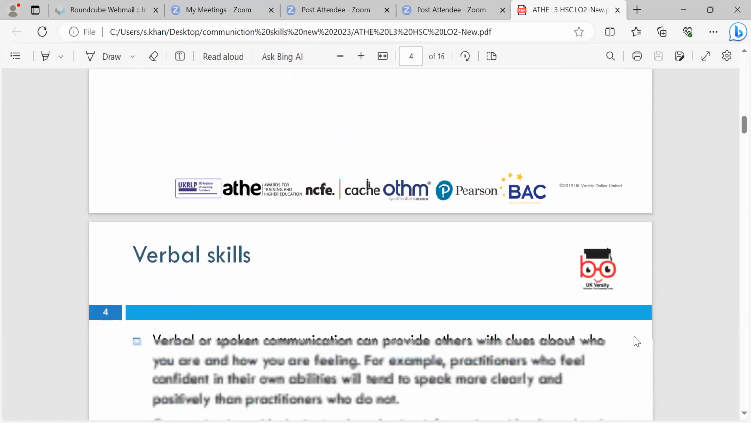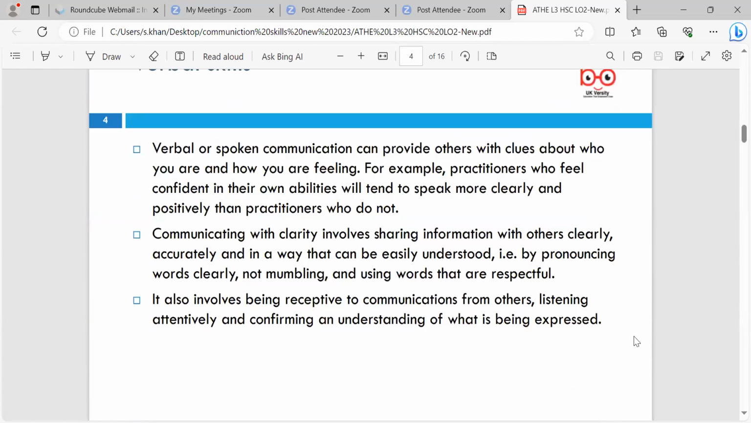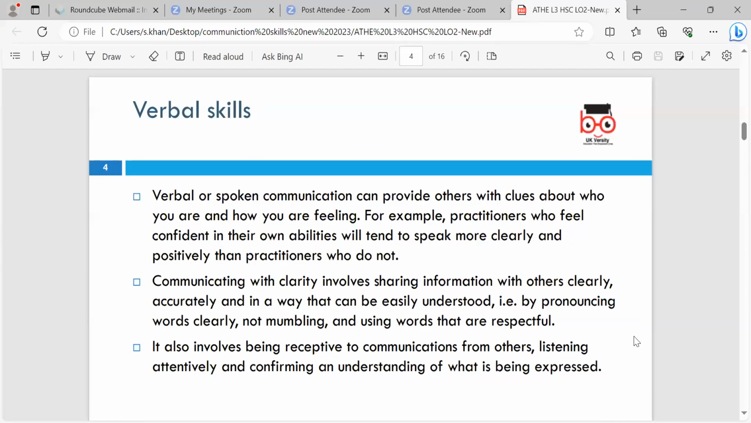So the first one is verbal. Verbal or spoken communication can provide others with clues about who you are and how you are feeling. For example, practitioners who feel confident in their abilities will tend to speak more clearly and positively than practitioners who don't. Communicating with clarity involves sharing information with others clearly and accurately in a way that they easily understand, by pronouncing words clearly, not mumbling, and using words that are respectful.